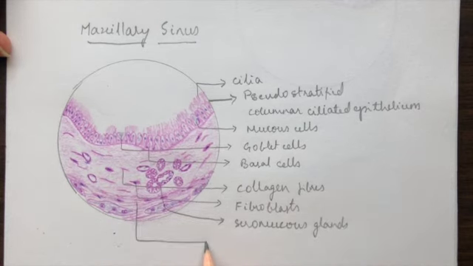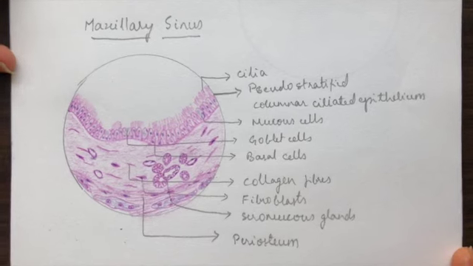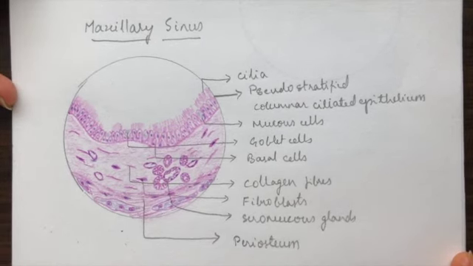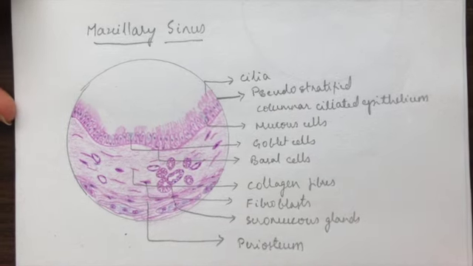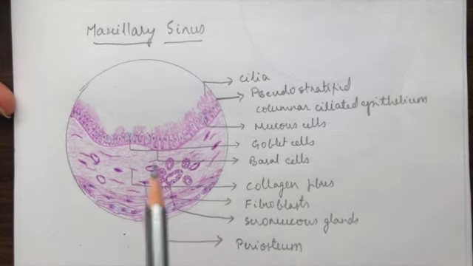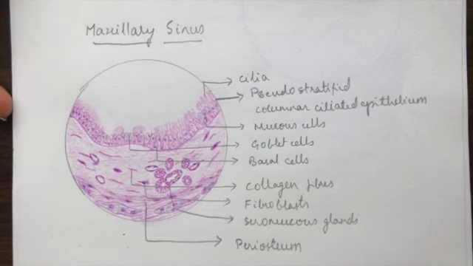Now this is the region of periosteum, because of which this maxillary sinus lining is called mucoperiosteum, because it has mucus layer and the periosteum. This is the periosteal region, and this is all the labeling of maxillary sinus.